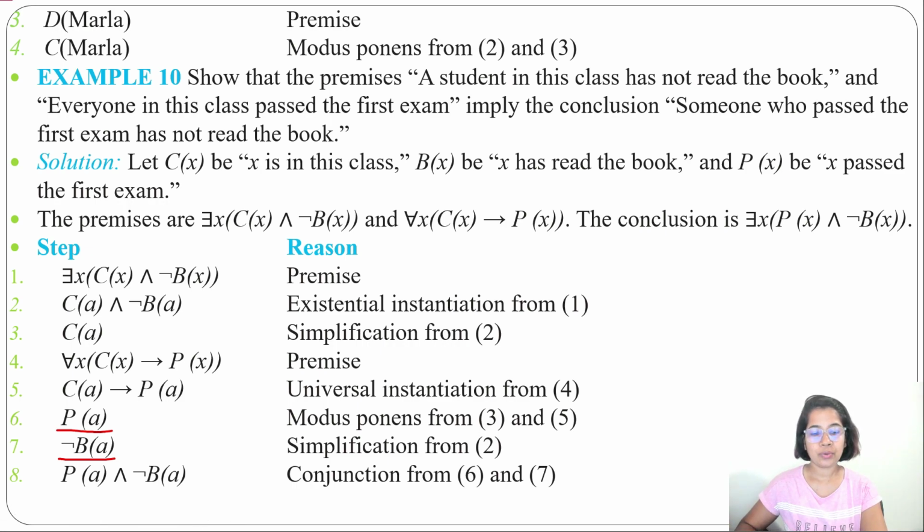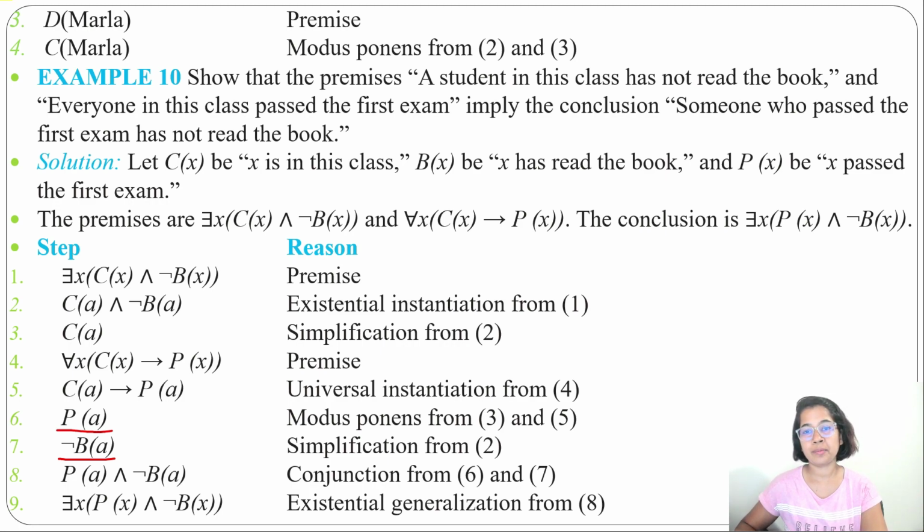Next, we can do generalization from 8. So there exists x, P of x and negation of B of x. So x is a student who passed the exam but did not read the book. So I conclude that there is a student who passed the exam but did not read the book. But in practice, this is not possible. You have to read the book to pass the exam.